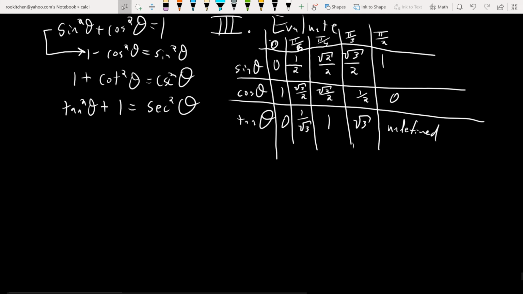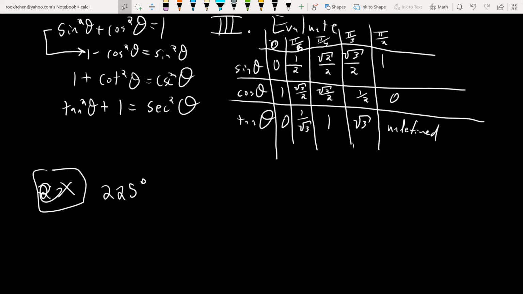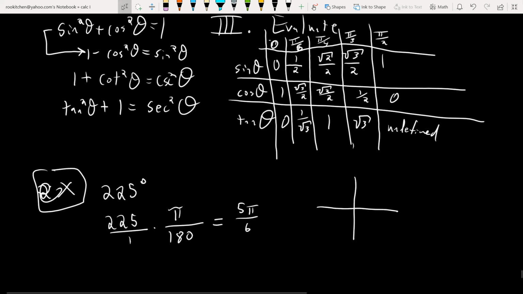You can do things like number 23, an example: evaluate all the trig functions at 225 degrees. First I'm going to change it into radians. 225 over 180 is the same as 5 over 4, so 5 pi over 4. All the answers will be based on pi over 4. Sine of 5 pi over 4 will be radical 2 over 2, kind of. It depends on which quadrant it is in.